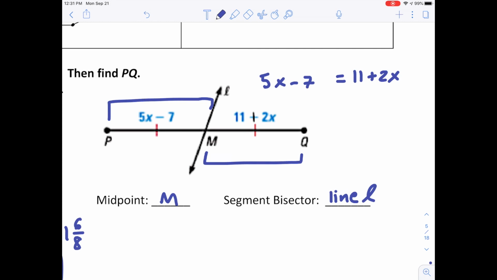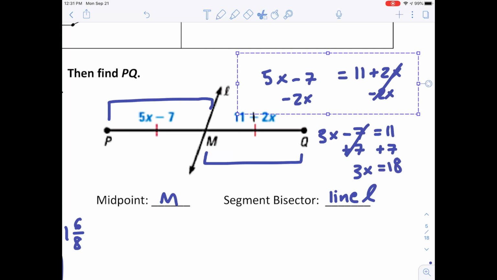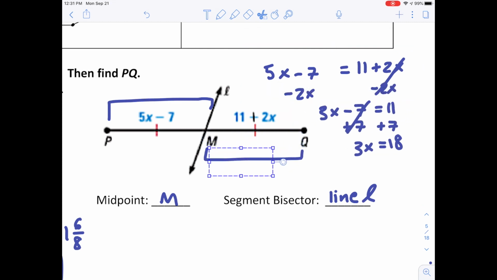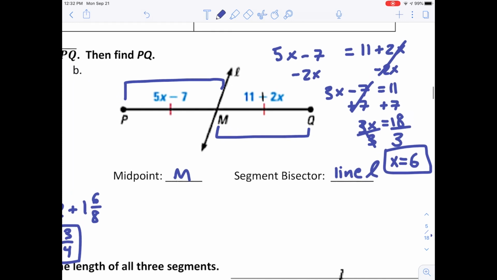So I need to solve this equation. I want to move variables to one side, so I'm going to move all of my x's to the left by subtracting 2x from both sides. I get 3x minus 7 equals 11. Then I want to move all of my constants, or my plain numbers, to the right side, so I'm going to add 7 to both sides. I get that 3x equals 18. And then lastly, I need to solve for x. The way that I'm going to get x alone is I'm going to divide both sides by 3, and I get that x equals 6. So I've solved for my x value.